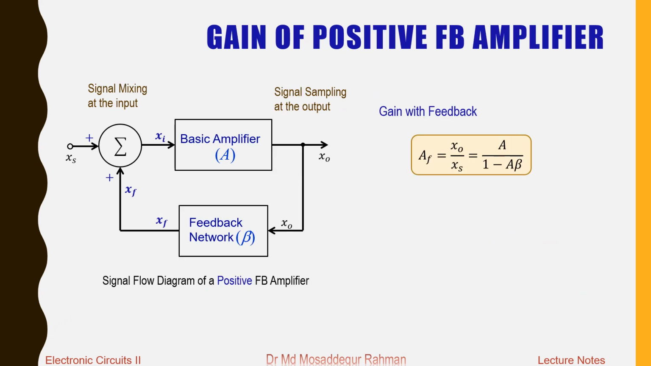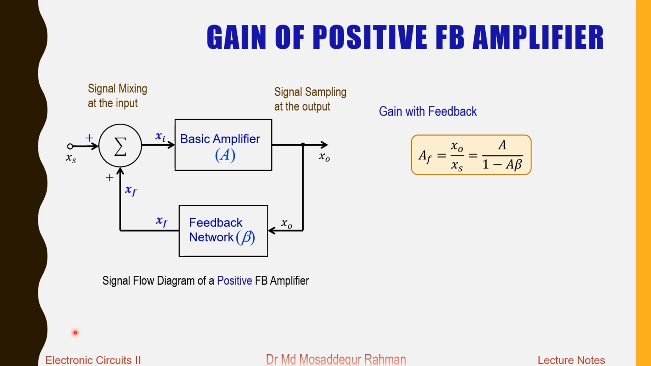and that makes all the difference for the feedback amplifier of the oscillator. And this was the block diagram of our positive feedback amplifier, and the expression for the gain with feedback that we have derived in our previous slide is given by this. AF, which is defined as X naught by Xs, our signal source, is equal to A, the gain of the basic amplifier, divided by 1 minus A beta.